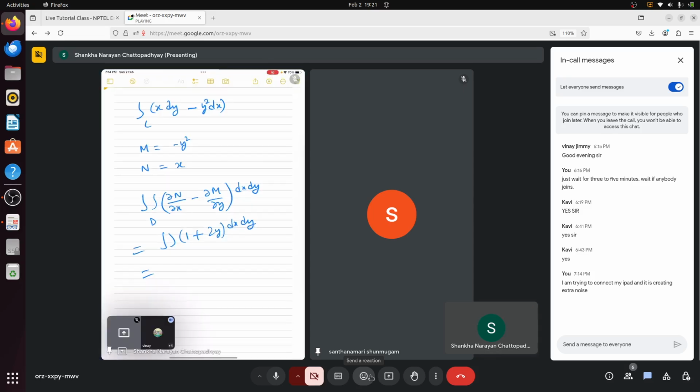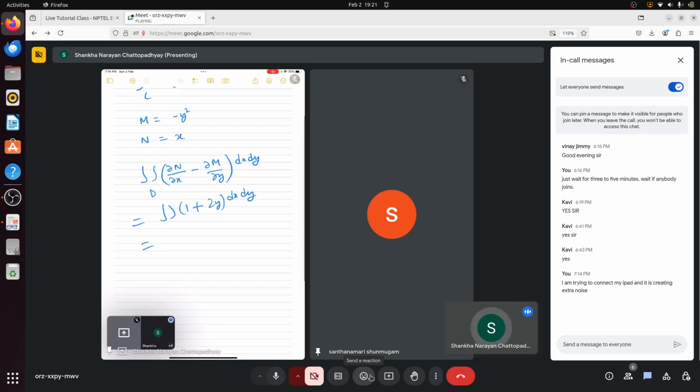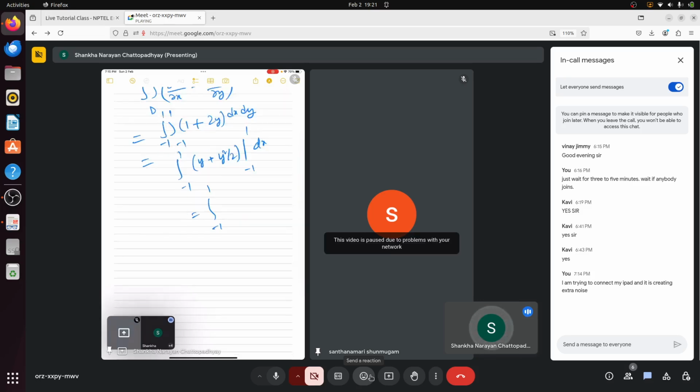अच्छा देखो, ये 1 + 2y है, इसका इंटीग्रेशन होगा -1 to 1, ठीक है। So first you need to integrate with respect to y. So you will get y plus y² by 2. You need to put the limits from -1 to 1, then dx, then only you will get at -1 to 1, that is 1 plus half, that will be +1, and that will be -1, dx.